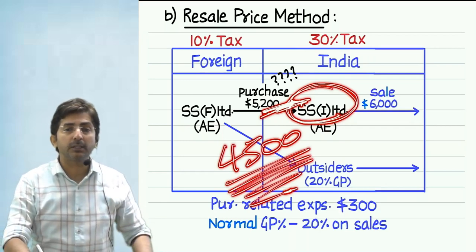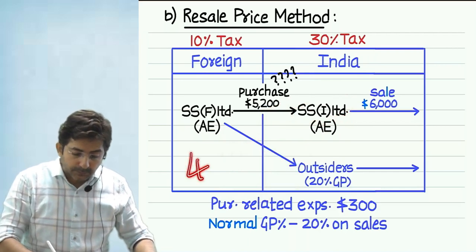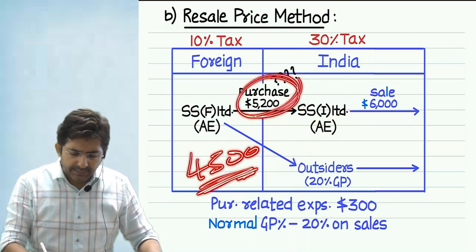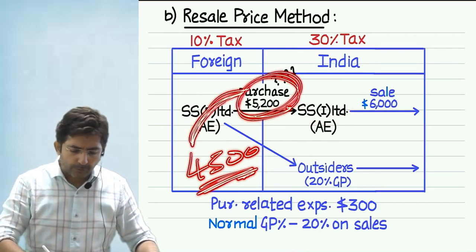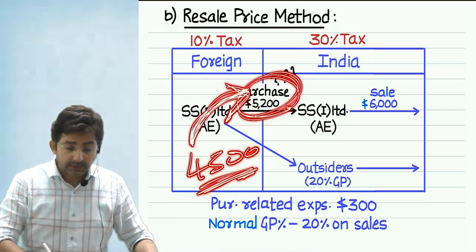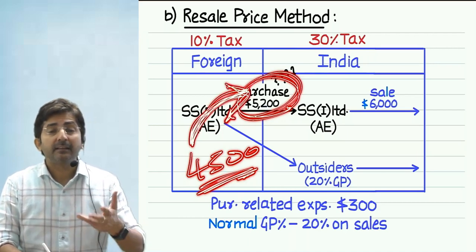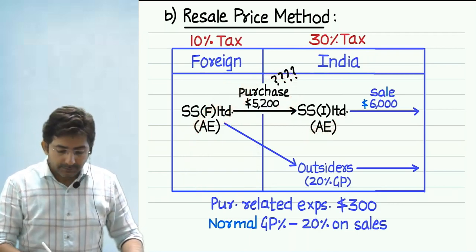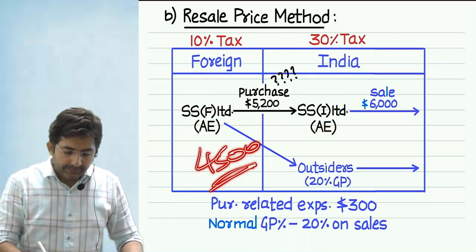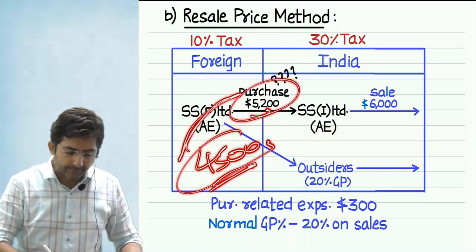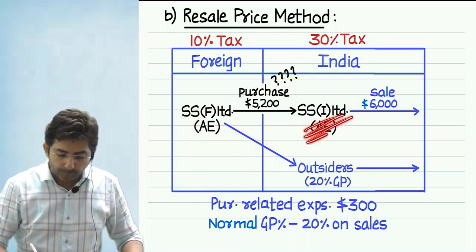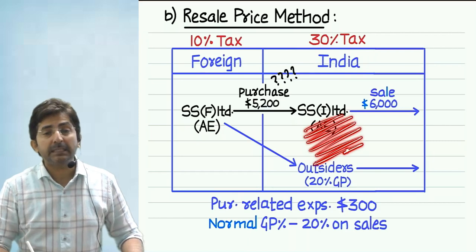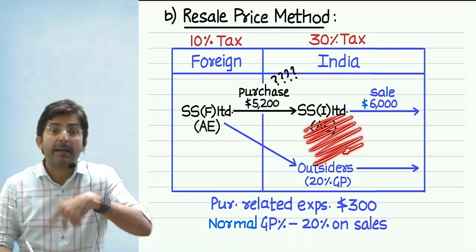So what should be the conclusion? Whatever excess price Samsung India has shown compared to 4,500, meaning how much? $700 shall be added back to the profit. See, we don't have to reduce. The difference of 700 has reduced the profits of Samsung India. So what will we tell Samsung India? You have reduced your profit, add back your profit.